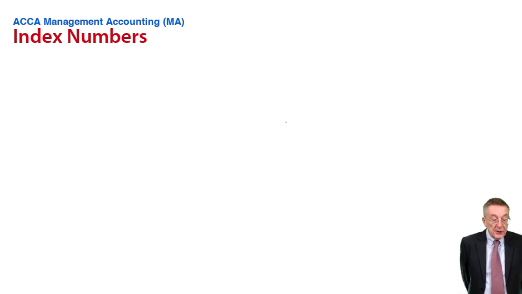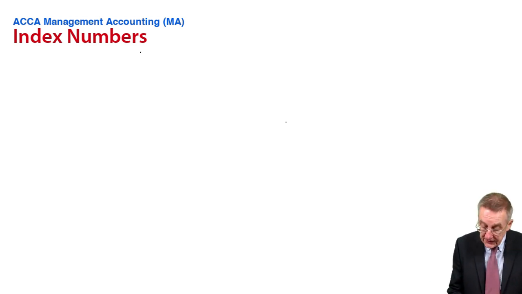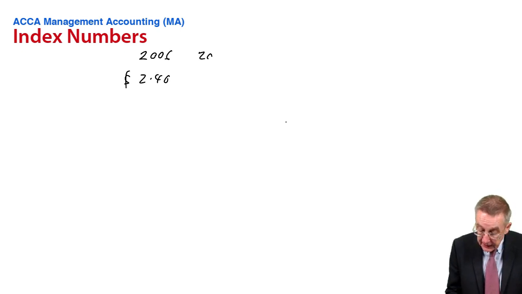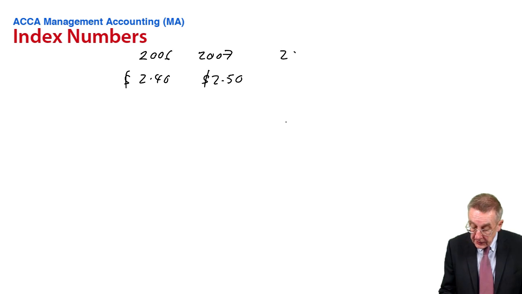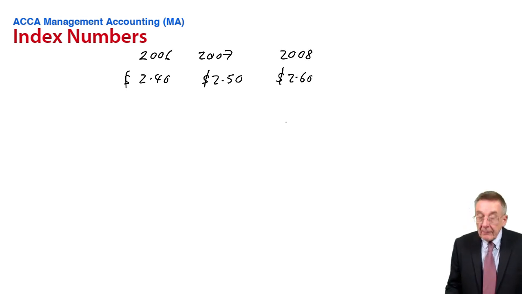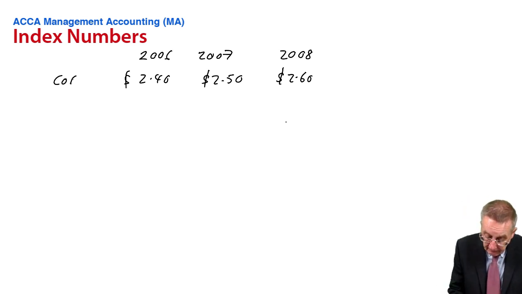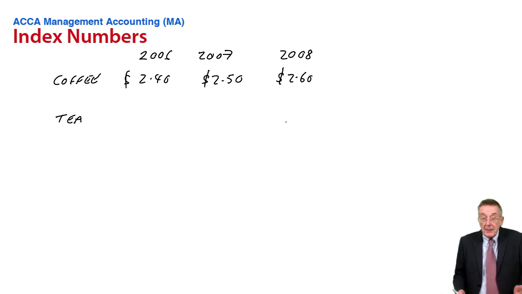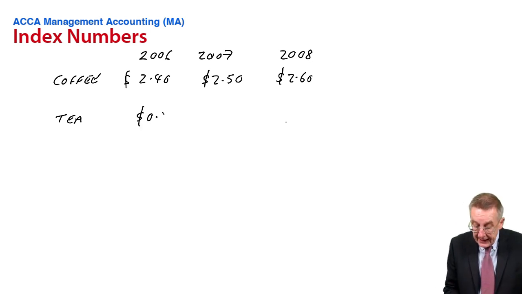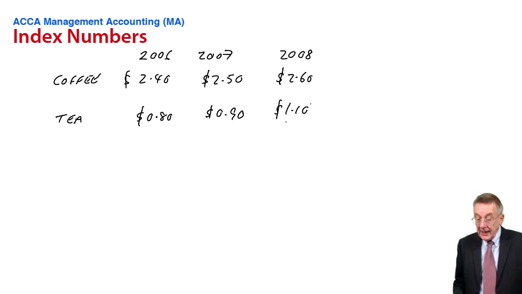It says the price of coffee was $2.40 in 2006. It was $2.50 in 2007. And the same jar of coffee had gone up in 2008 to $2.60. So fine, you can see the price is rising. But if I told you that tea, I don't know the price of tea, but suppose a packet of tea used to cost 80 cents in 2006 and went up to 90 cents in 2007 and went up to $1.10 in 2008.